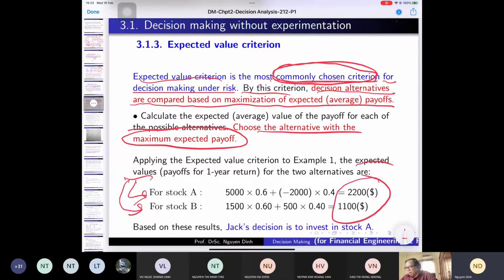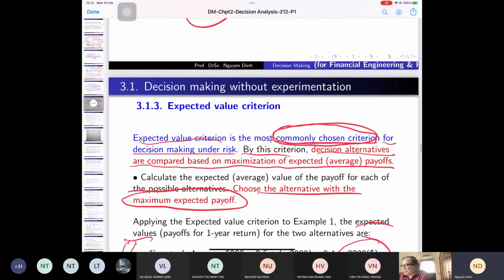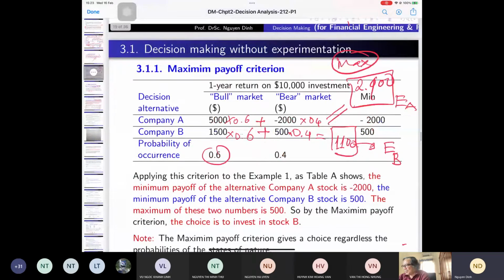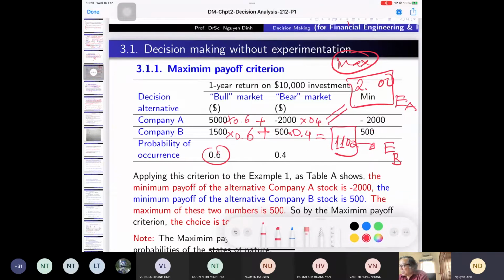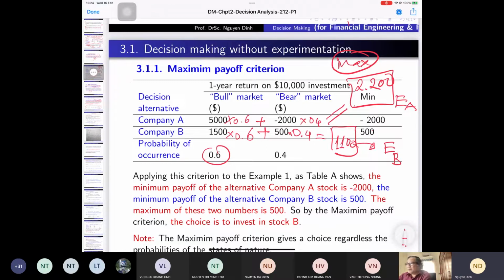Oh my God, so my calculation is not correct. Let me redo it. 5,000 multiplied by 0.6 minus 2,000 multiplied by 0.4 equals 2,200. Sorry, my calculation was not correct. It is 2,200. Okay.